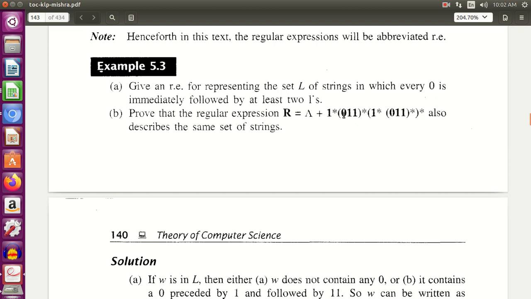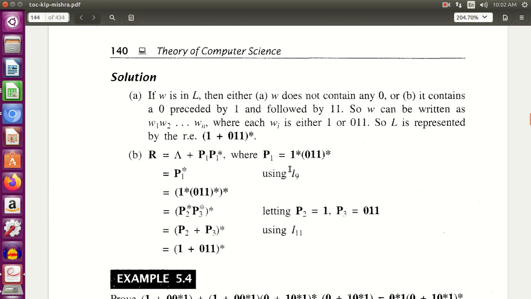See, again go to the equation. P1 is 1 star 0 1 1 star. So the expression becomes lambda plus P1 star. Okay, so that is what I have written over here. Lambda plus P1 star, which is nothing but equal to P1 star according to identity 9, and for P1 star, just replace whatever value we have taken for P1, that is 1 star 0 1 1 star, and there is a whole star for this.